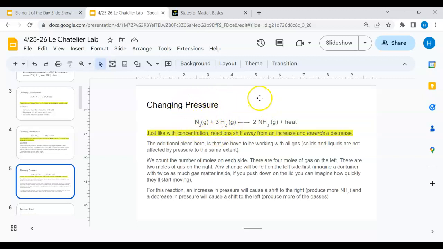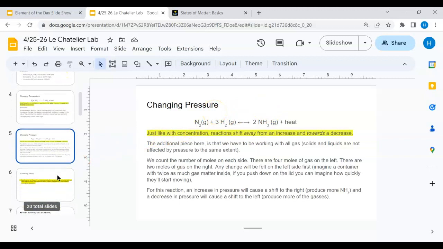So an increase causes a movement away from that side because it's just like increasing amount. If we increase the amount, it would shift to this side. If we increase the pressure, because this is 4 moles, it's going to move that way as well. And if we decrease, it's going to come back and try and fill that hole.